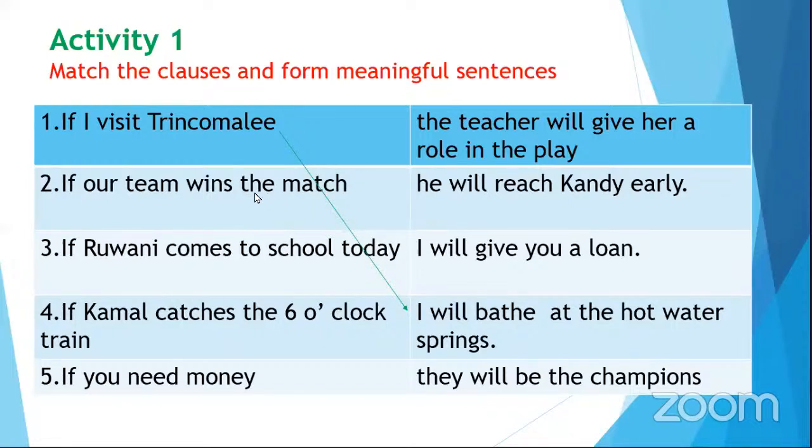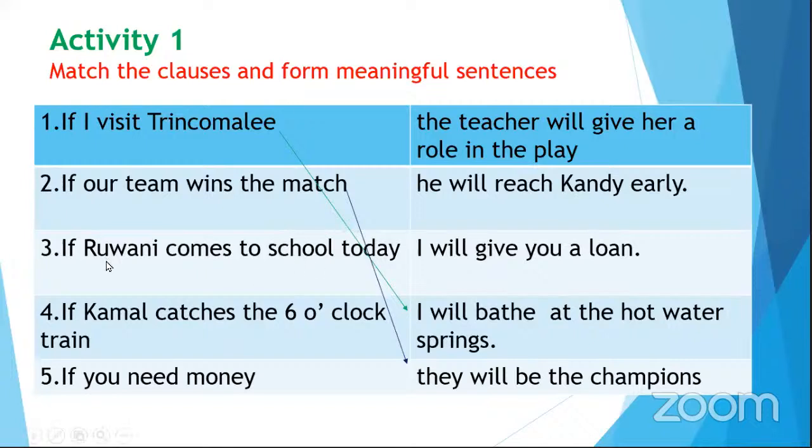Second one. Did you mark that? Did you find the answer? Well, I believe most of you did. Look at the one: if our team wins the match, what will happen? What will happen to them? If our team wins the match, they will be the champions. Look at the verbs in the if clause plus the main clause.